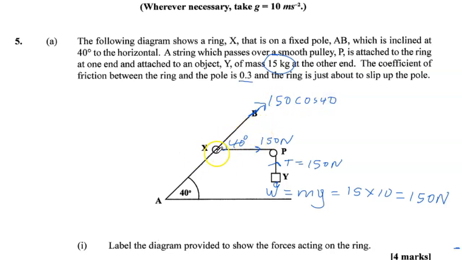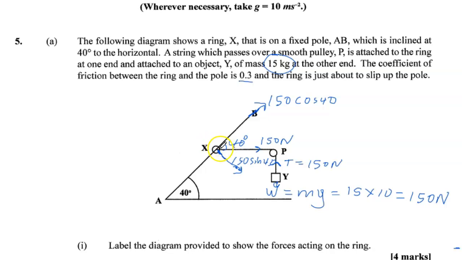This 150 will also have a component that's perpendicular to the pole. So the perpendicular force for the 150 will be 150 sine 40. So the 150 has two components: 150 cos 40 and 150 sine 40.